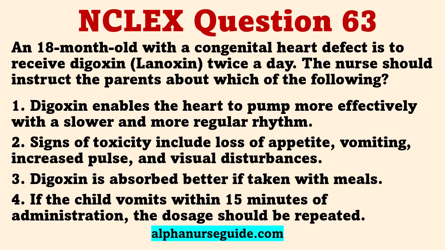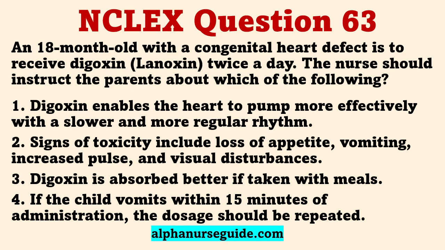An 18-month-old with congenital heart defect is to receive digoxin twice a day. The nurse should instruct the parents about which of the following? 1. Digoxin enables the heart to pump more effectively with a slower and more regular rhythm. 2. Signs of toxicity include loss of appetite, vomiting, increased pulse, and visual disturbances. 3. Digoxin is absorbed better if taken with meals. 4. If the child vomits within 15 minutes of administration, the dosage should be repeated.